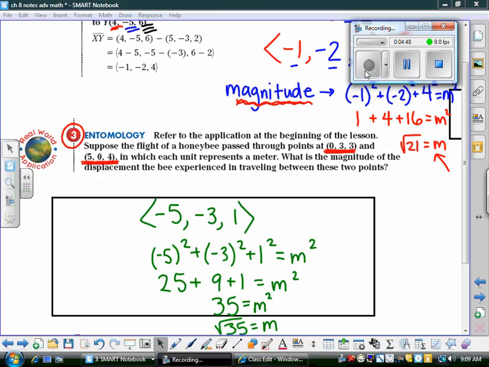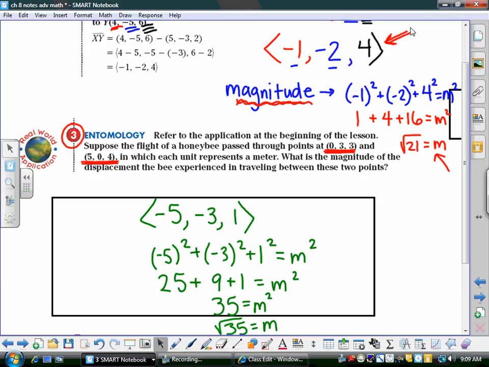So after doing x minus x, y minus y, z minus z to figure out the change in all 3 directions, you should get an ordered triple (5, -3, 1). And when you do the Pythagorean theorem, you get a magnitude of the square root of 35.